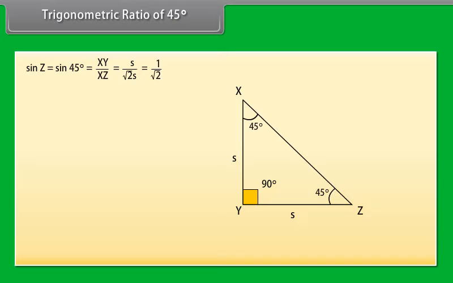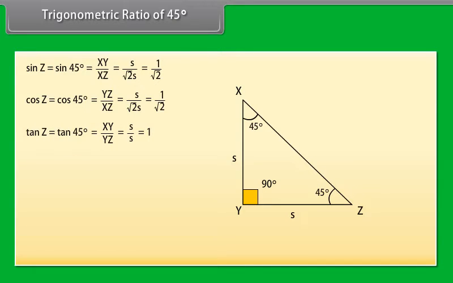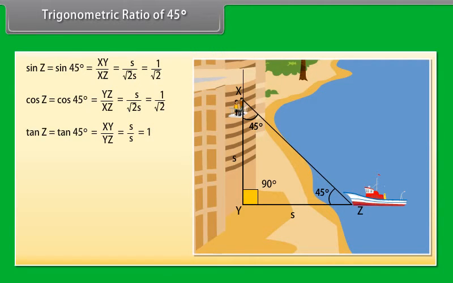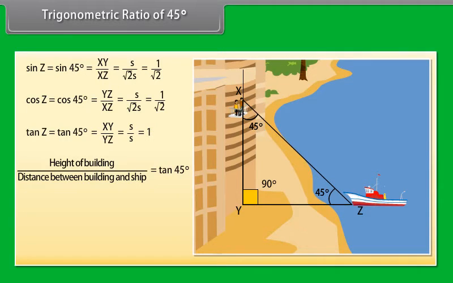Consider the right-angled isosceles triangle XYZ. XY is equal to YZ, which equals S. Angle Y is equal to 90 degree. Angle X is equal to angle Z, which is 45 degree. According to Pythagoras theorem, XY square plus YZ square is equal to XZ square. By substituting the values, we get S square plus S square is equal to XZ square. XZ square is equal to 2S square, which means XZ is equal to square root 2 S.